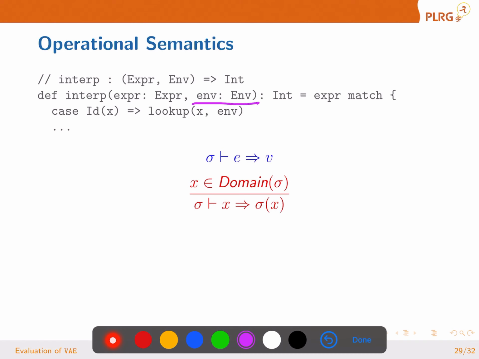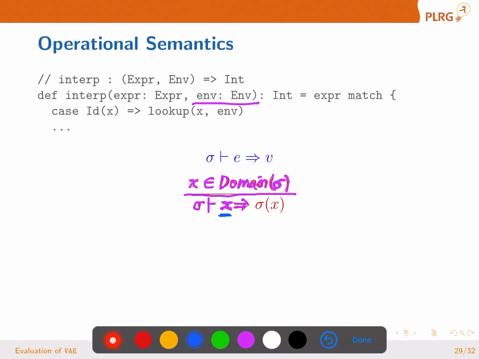Under a given environment, when we evaluate some identifier, what's the value? In order to know the value of an identifier, we need to see whether the given environment sigma has a mapping for the name X. Meaning that, in the domain of the environment sigma, does X exist? Do you see that?